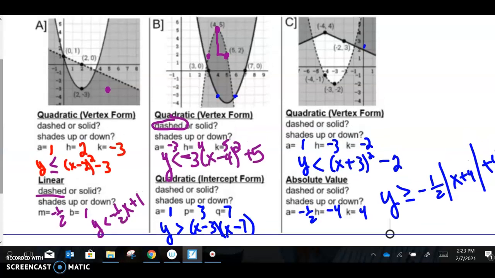Okay, so I'll give you a second to copy that down in your notes and hopefully understand that. I have a quiz for you for homework to practice a little bit and another worksheet.